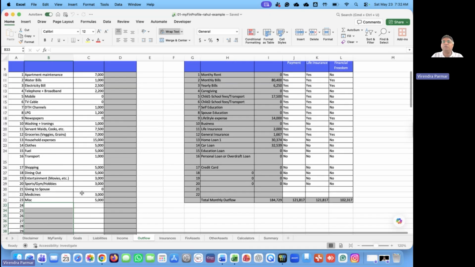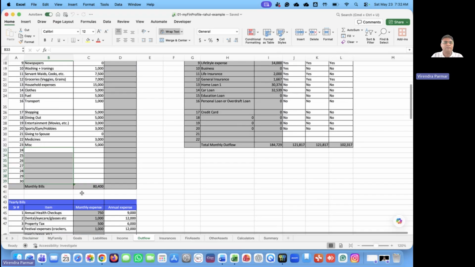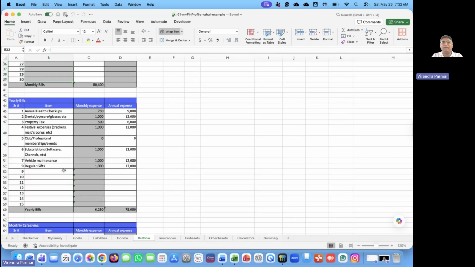These are the expenses you pay month on month. You have no choice, so be aware of it. Okay, the next one is yearly bills. So this you don't pay every month, but once in a year you end up paying: maybe health checkups or dentals or property tax or festival expense like Diwali, Holi, or so, professional membership, the subscription, vehicle maintenance, or regular gifts. Okay, so all those things you capture, and as you can see, you put the numbers as yearly numbers, and it automatically calculates the monthly numbers.